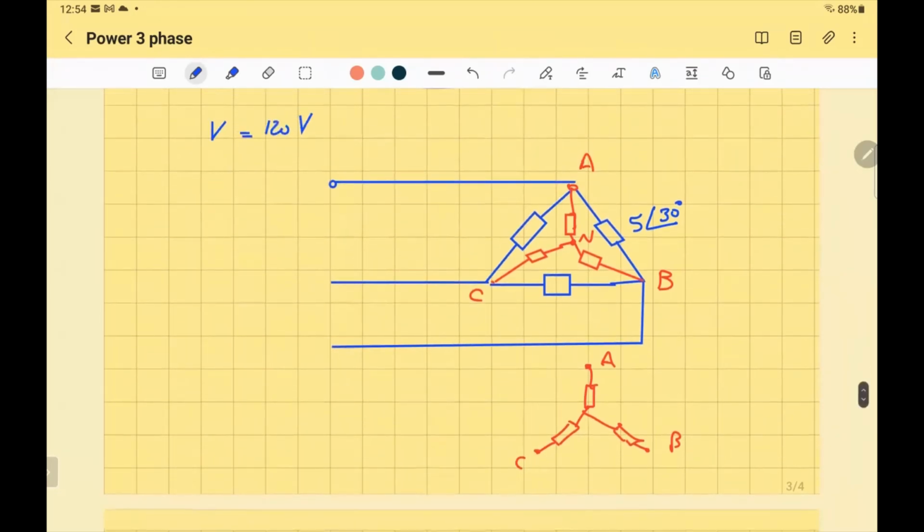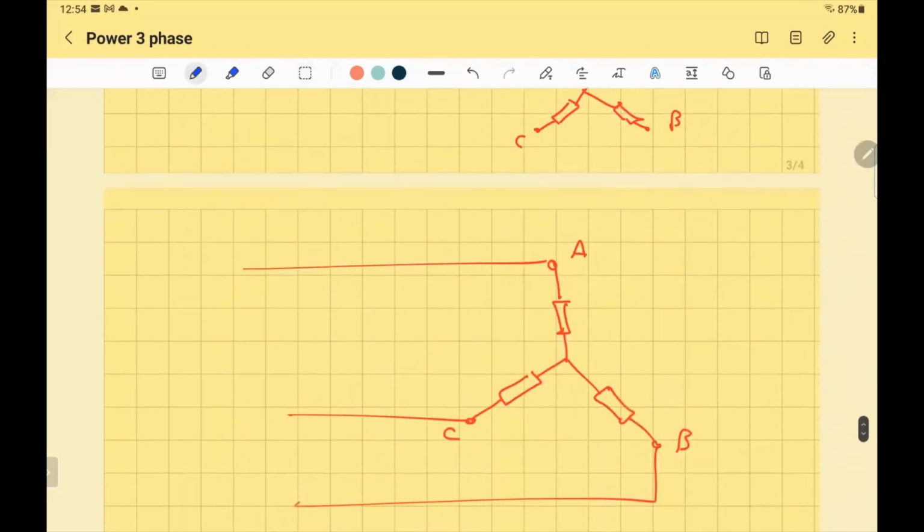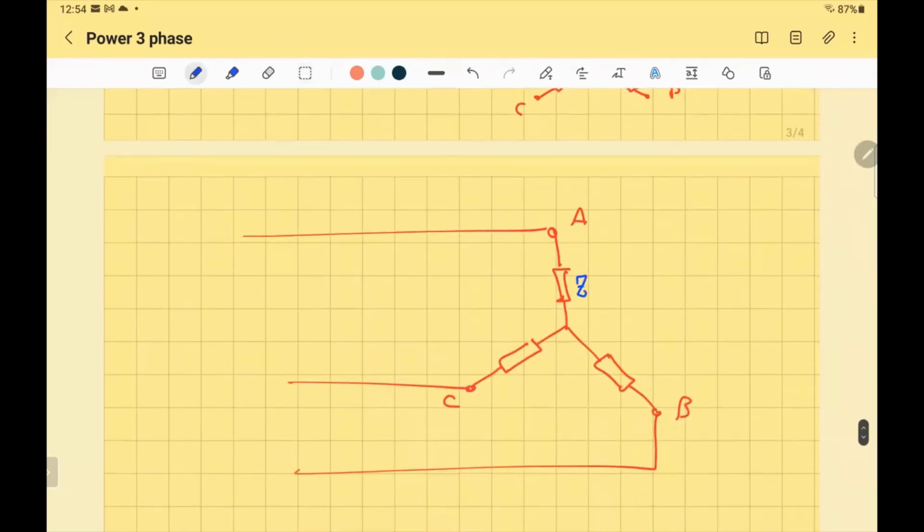So to make it easy, let's change the example and get a nice number. I will say 6 angle 30 degrees, so that when you divide it by 3, it'll be easy. So the equivalent ZY would be 6 angle 30 divided by 3, you get 2 angle 30 ohm. That's the first step.